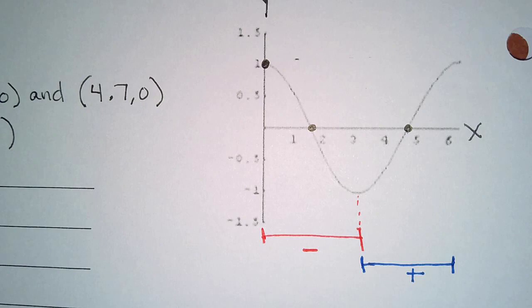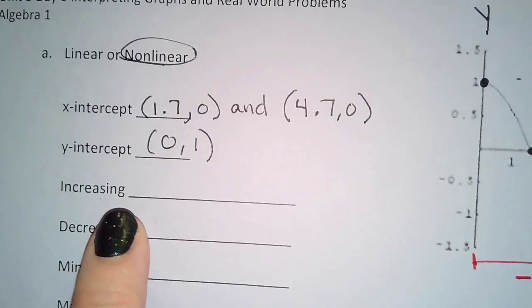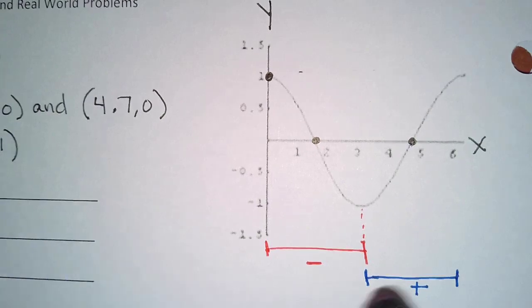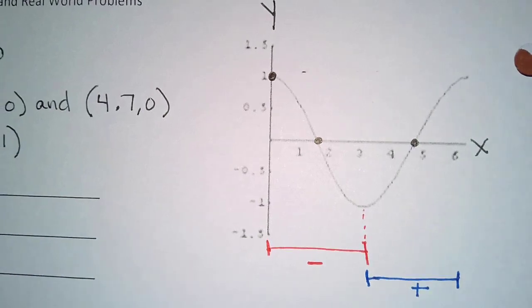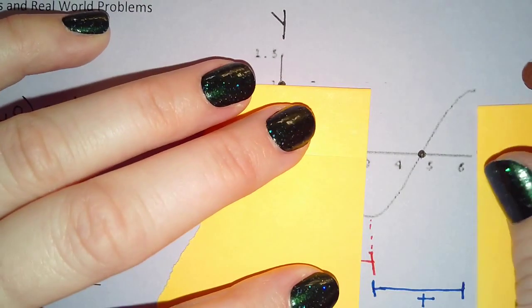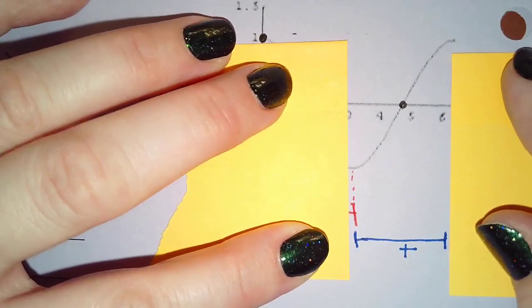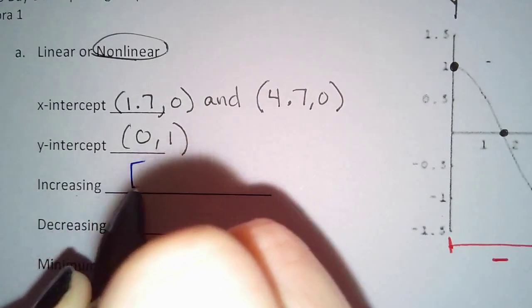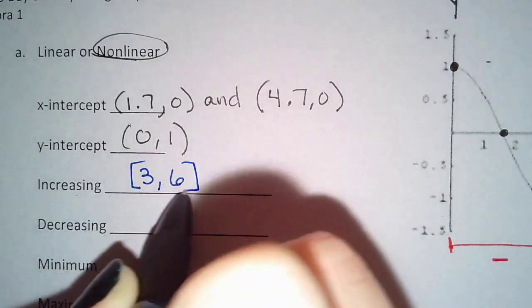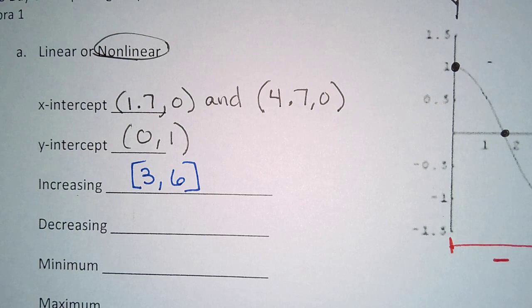Okay, so increasing interval, that's our first one. So that's my blue. From 3 all the way to 6. This is the area that it is increasing. So I'll use interval notation, 3, 6. Decreasing is that red area.